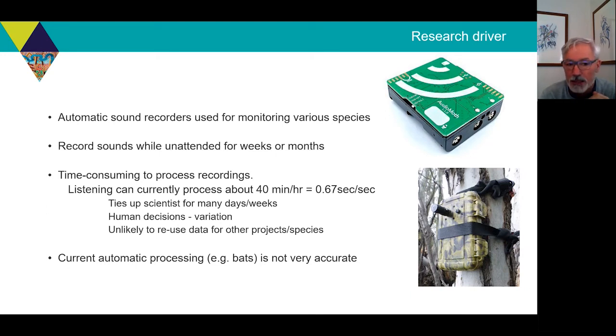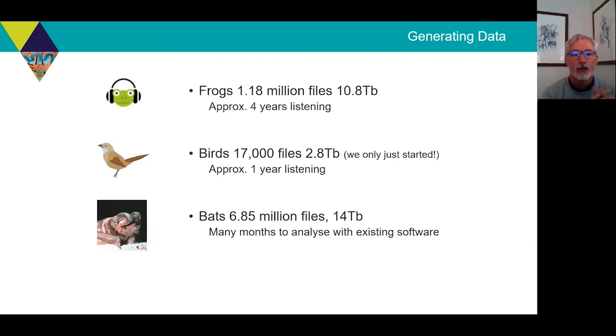There are automatic processing options available, but they're generally hard to train and not very accurate. Now, I want you to take special note of that 40 minutes per hour. That means you're processing less than 1 second of sound per second. And why is that an issue? Well, the issue is that we generate a huge amount of files across these various projects.